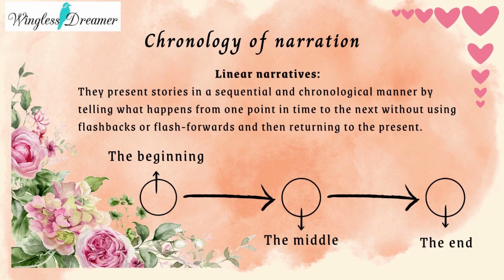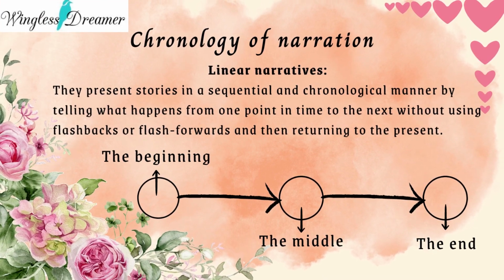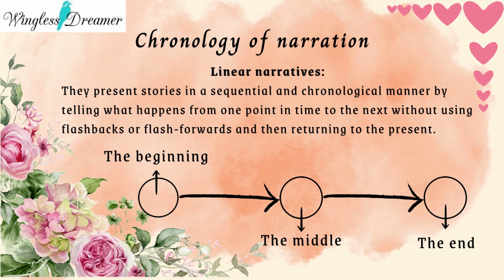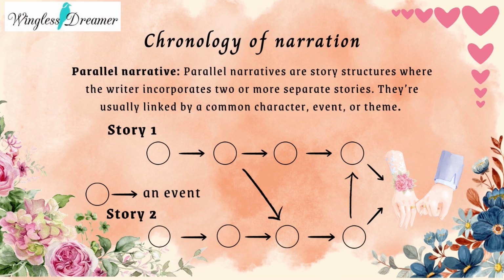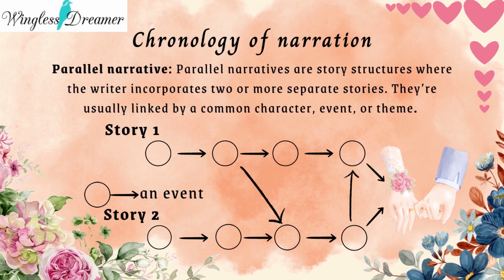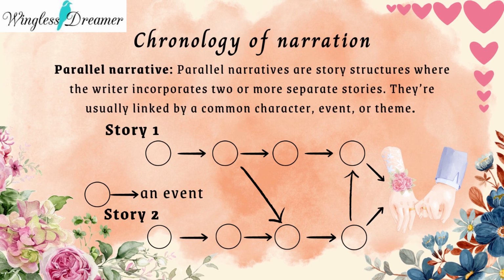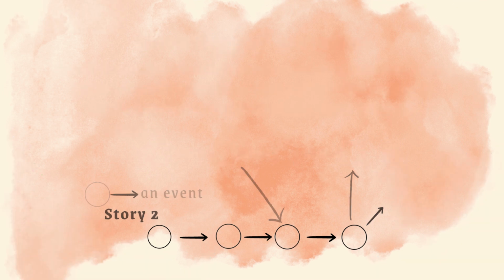Linear narration. Linear narratives present stories in a sequential and chronological manner by telling what happens from one point in time to the next without using flashbacks or flash forwards and then returning to the present. Parallel narration. Parallel narratives are story structures where the writer incorporates two or more separate stories. They are usually linked by a common character, event, or theme. Parallel narratives could follow linear or non-linear narrations too.